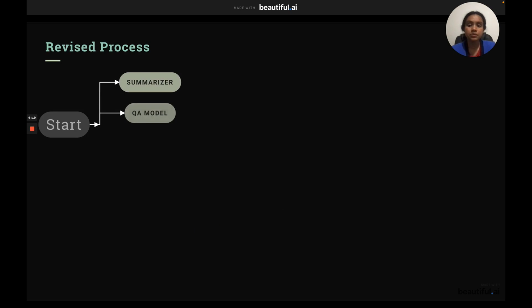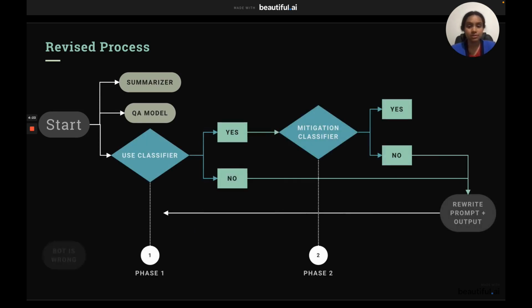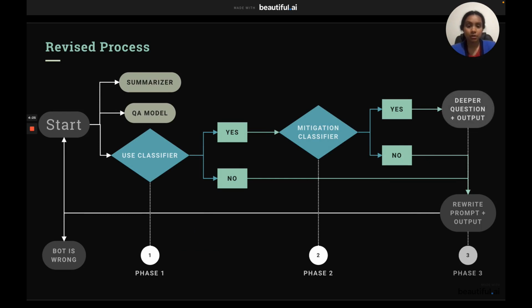In our revised process, we see that we have explainable decisions using the summarizer and QA model that stack atop the use classifier. We also stack the QA model atop the mitigation classifier. Now, the QA model would identify a negative impact if the use classifier says yes, and still attempts to identify a negative impact if the use classifier says no.